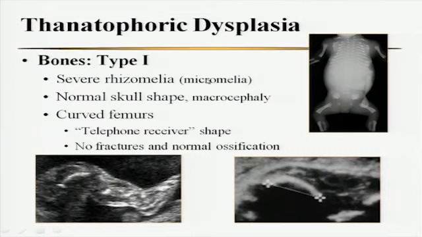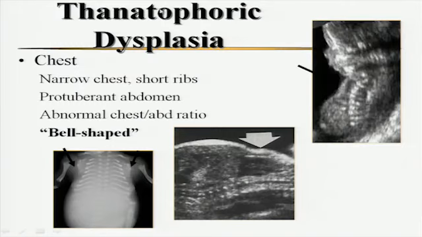With the type 1, you have severe rhizomelia or micromelia. You can have the normal skull shape and macrocephaly, but you have those curved telephone receiver shaped bones. And probably you guys are too young, except for a couple of us, that remember what a regular telephone receiver looked like. It's not your cell phone. And usually there's no fractures and there's normal ossification. So it's the shape and the length of the bone that you're looking at.